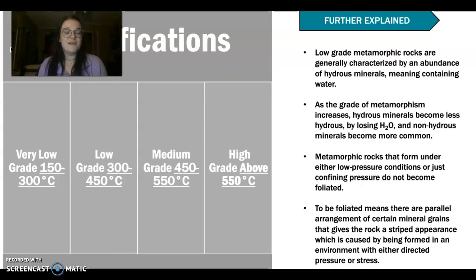Metamorphic rocks that form under either low-pressure conditions or just confining pressure do not become foliated. To be foliated means that there is a parallel arrangement of certain mineral grains that give the rocks a striped appearance, which is caused by being formed in an environment with either directed pressure or stress.